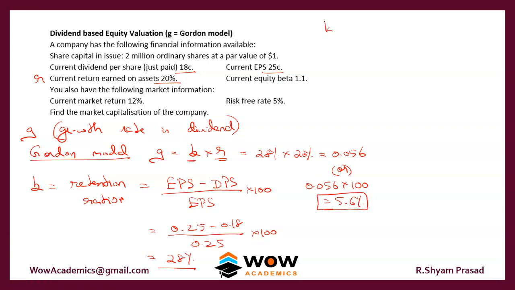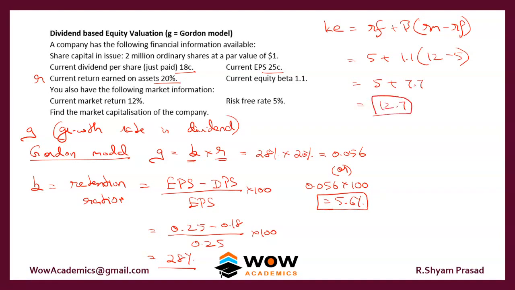So the KE works like this. KE we can find out through the CAPM. Again, RF plus beta into RM minus RF. So the RF comes to 5%. Beta comes to 1.1. RM comes to 12 and RF is 5. So we can find it out like this. So it comes to 7.7. So our answer is 12.7. So this is our KE.